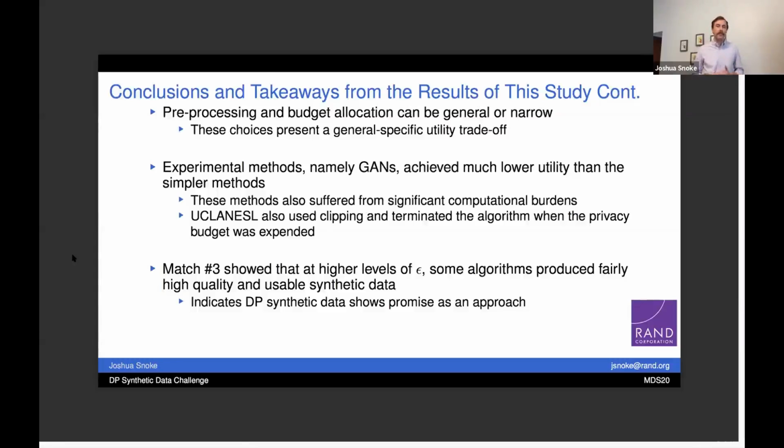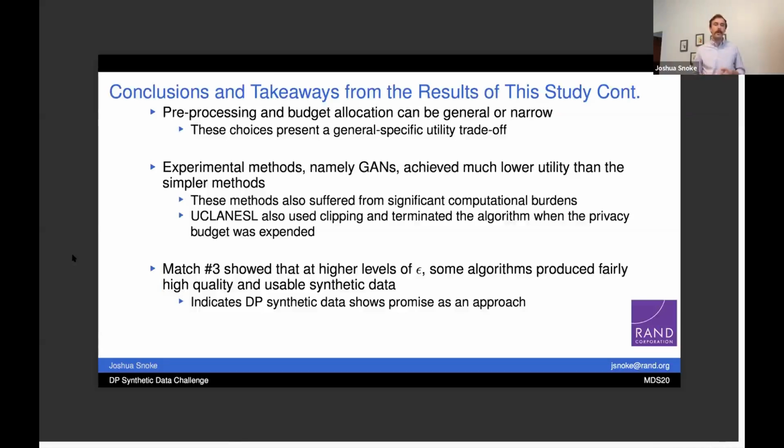The next point was that really from what we saw, the experimental methods, namely the GANs, just achieved much lower utility than the simpler methods. I also didn't really highlight this in the results, but there was one GAN method out of the 6, and it performed very poorly compared to the other ones. And I think our takeaway from this was that it was due to both some extensive clipping that they had done and also the fact that the algorithm didn't seem like it optimized, or that was our guess, based on the way it performed.